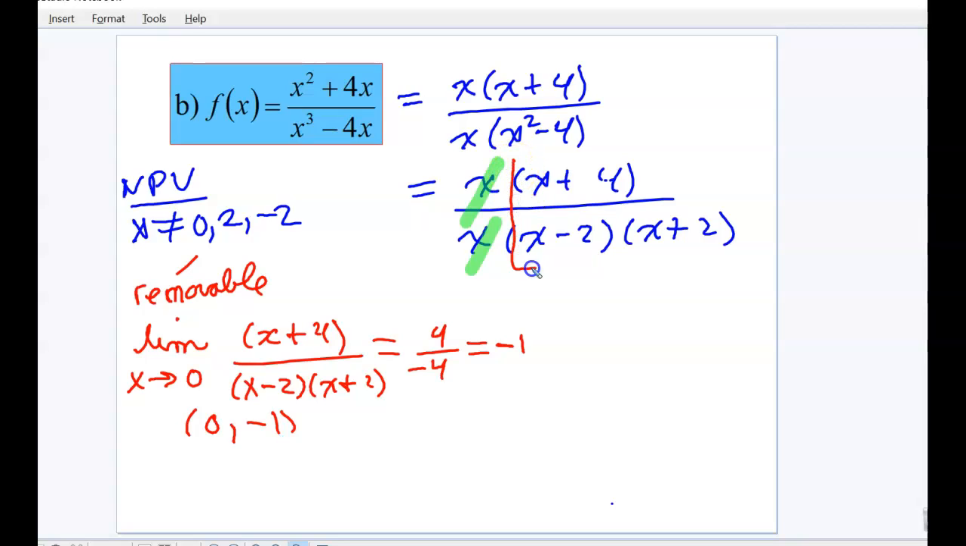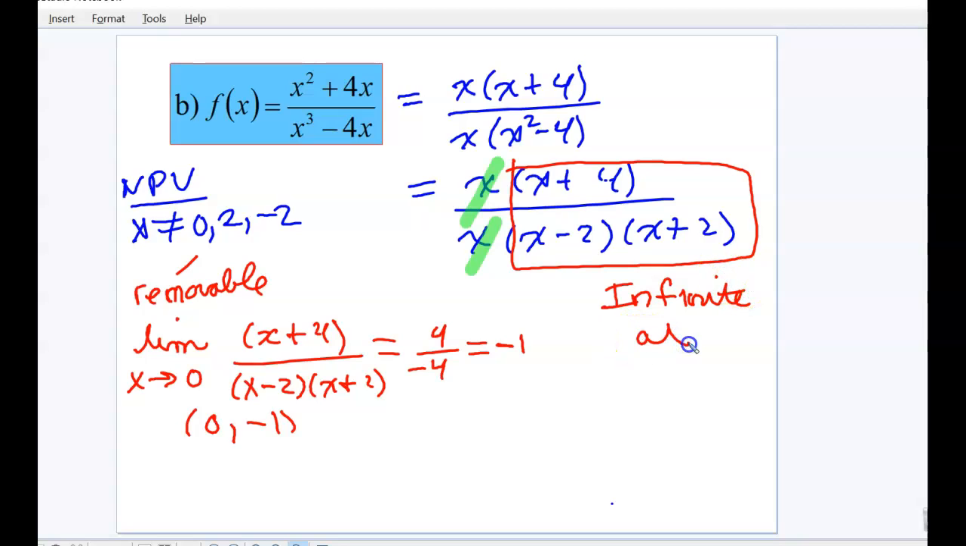Now, if I analyze what's left, the x minus 2 and the x plus 2 do not cancel out. So those are still non-permissible values, and they're going to show up as vertical asymptotes. So I have infinite discontinuities at x equals 2 and x equals negative 2. And to verify, you could plug a 2 into what's left, and you would get 6 over 0, which indicates that's a vertical asymptote. And if I put negative 2 in, I'd get 2 over 0, which would also indicate a vertical asymptote because I end up with a number over 0.